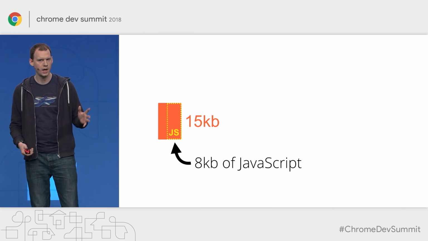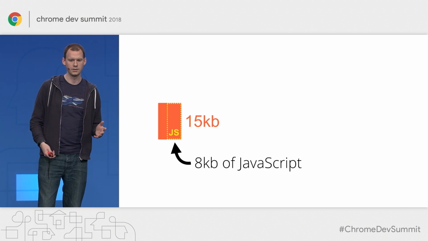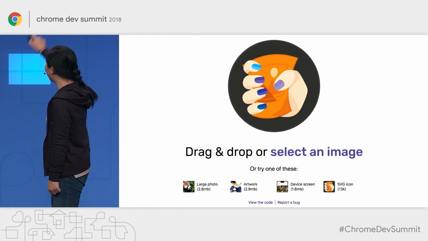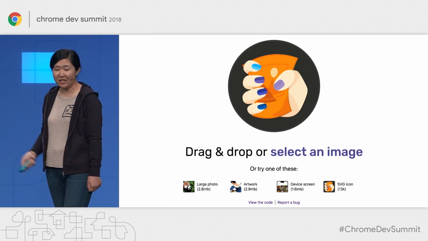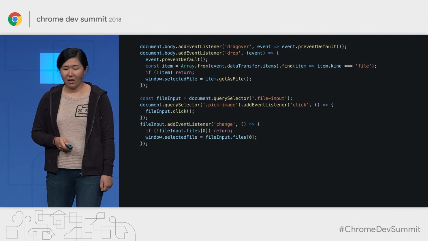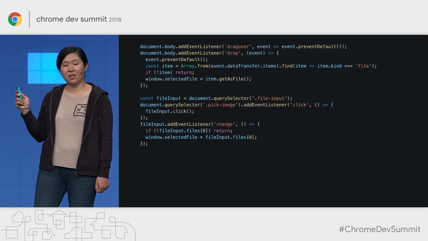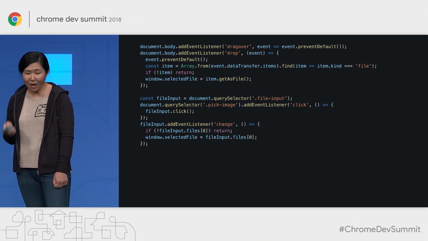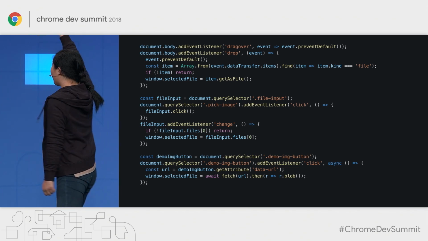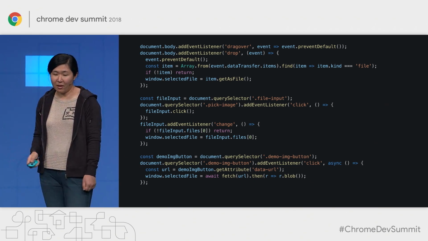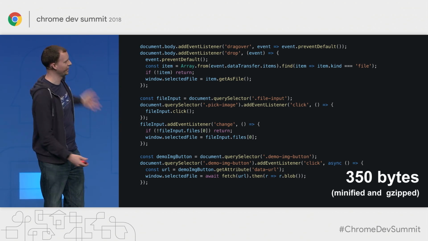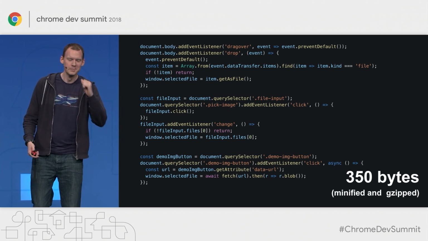15 kilobytes, 8 of which is JavaScript, is actually a lot of JavaScript for these couple of interactions. So for instance, let's look at how we might build this user interface with just vanilla JavaScript. Here's a minimal implementation of drag and drop, just a few lines. Then add to that the selecting a file code. That's not that much. And then this is for selecting one of the demos, clicking and loading the image. All of that code, minified and gzipped, is only 550 bytes. Or 350 bytes. Whatever. I'll go with the number on the screen. Yes, 350 bytes.